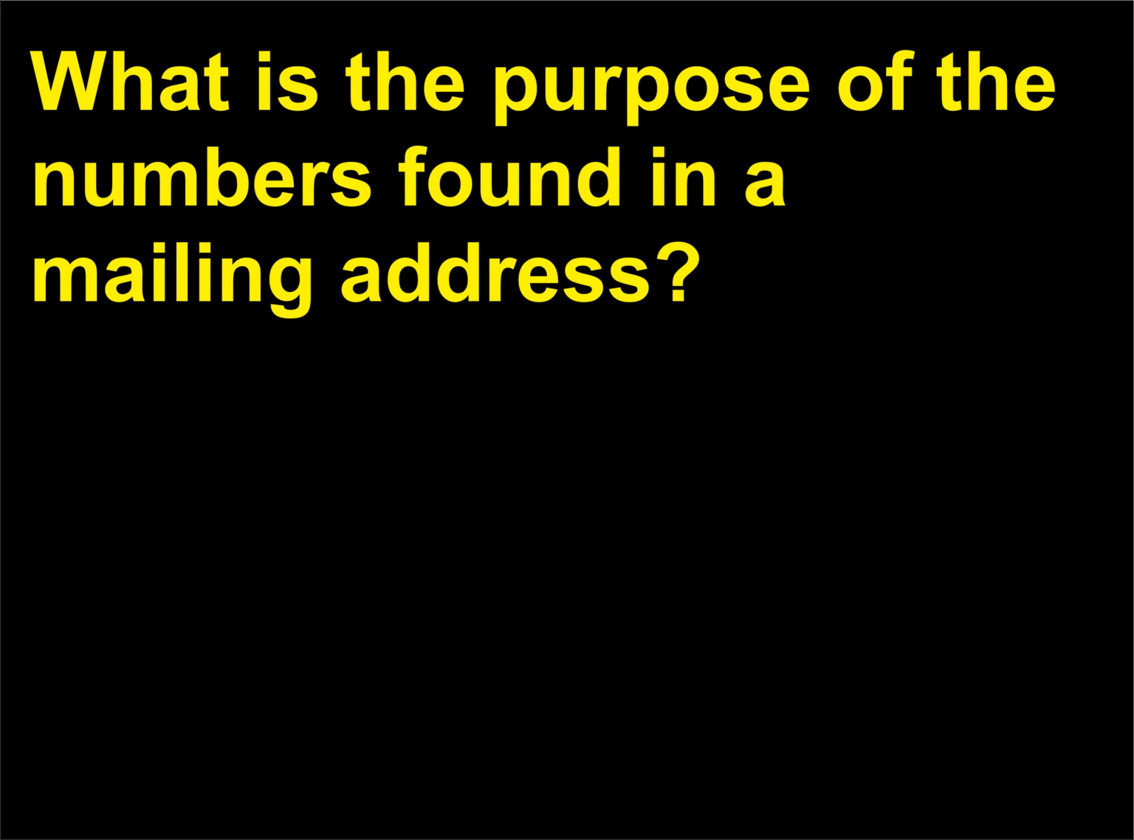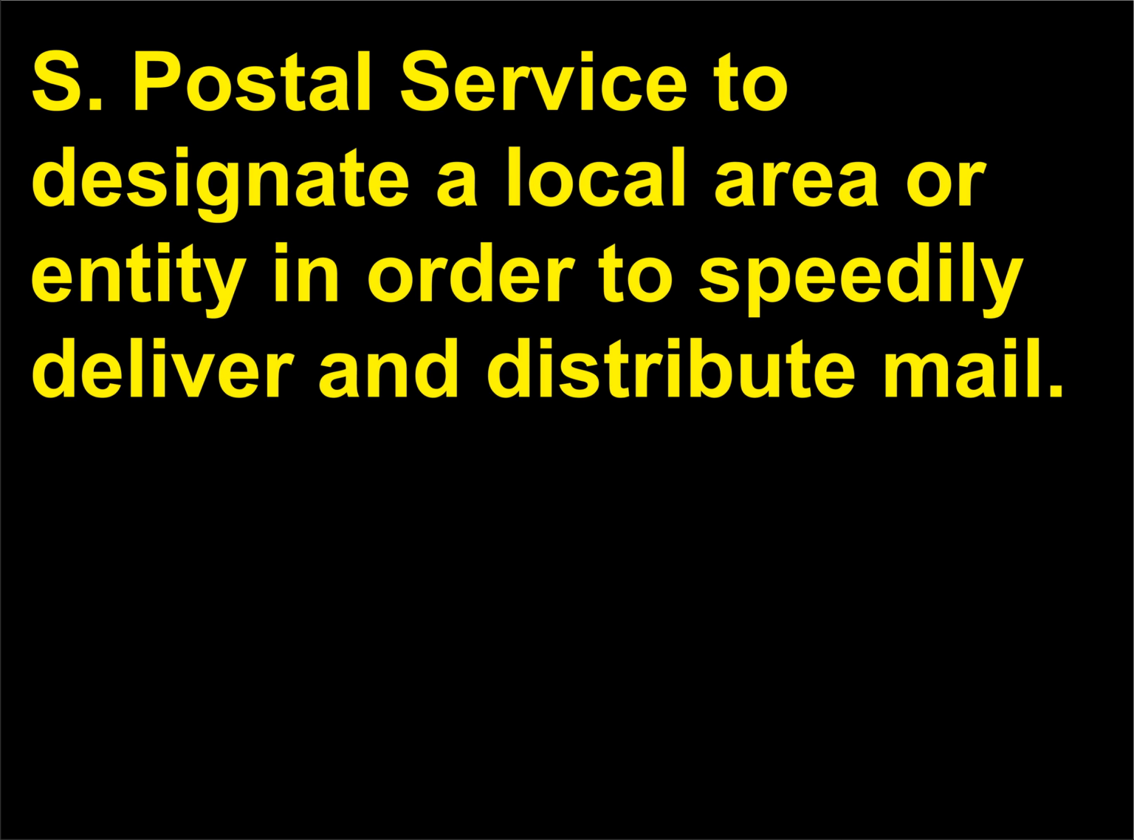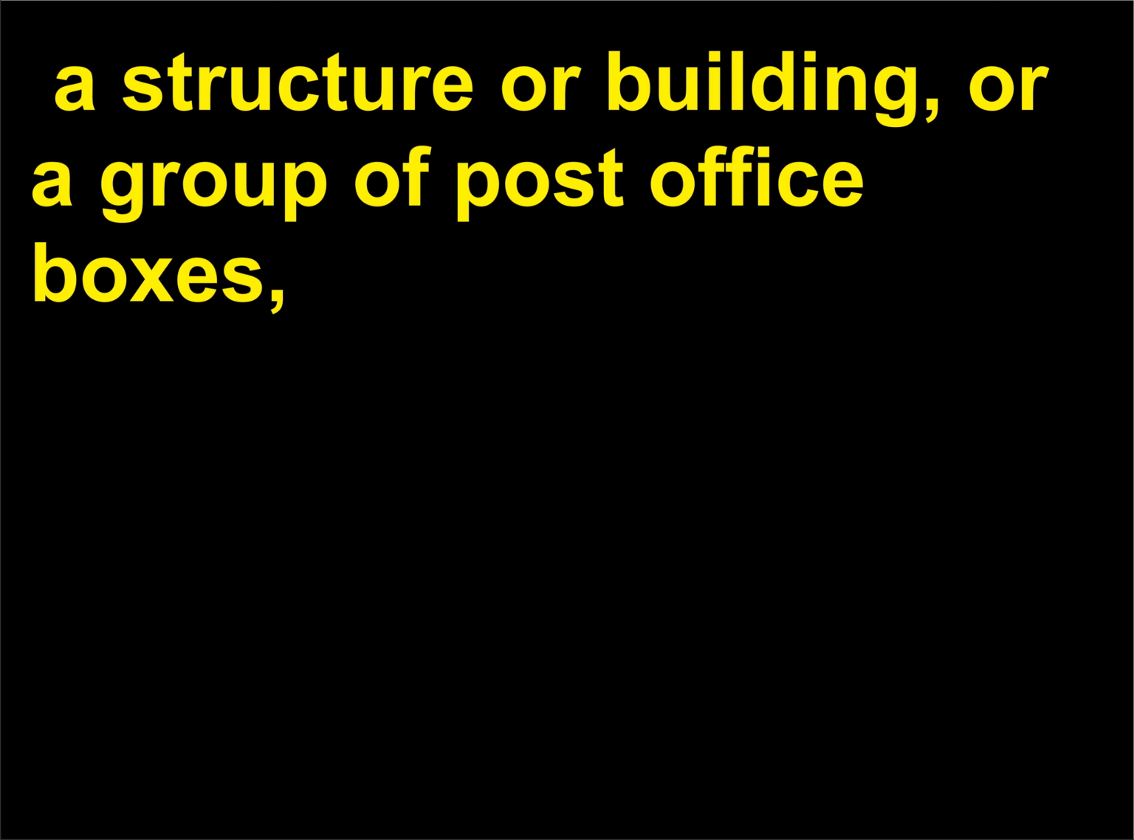What is the purpose of the numbers found in a mailing address? The Zone Improvement Plan, or ZIP, code is a grouping of numbers assigned by the U.S. Postal Service to designate a local area or entity in order to speedily deliver and distribute mail. Zip codes most often refer to a street section, a collection of streets, a structure or building, or a group of post office boxes.